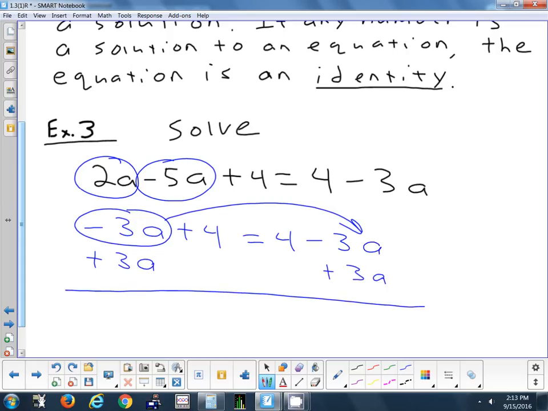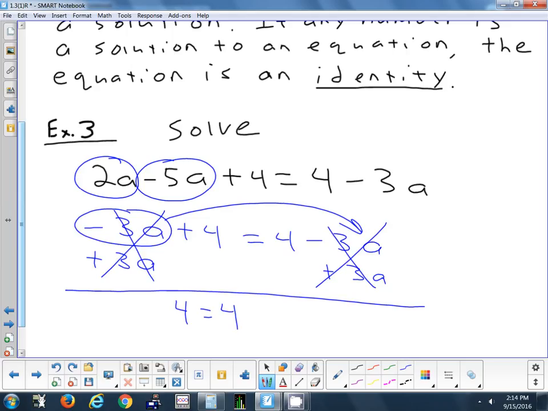Now here's where I want you to watch what happens. At this point, we need to see what's going to happen. What's negative 3a plus 3a? 0. That's gone. So what do I have on the left now? Just a plus 4. And on the right side, look what I have again. Negative 3a plus 3a. What is that? 0. That's also gone. So what's on the right-hand side now? Just a 4.